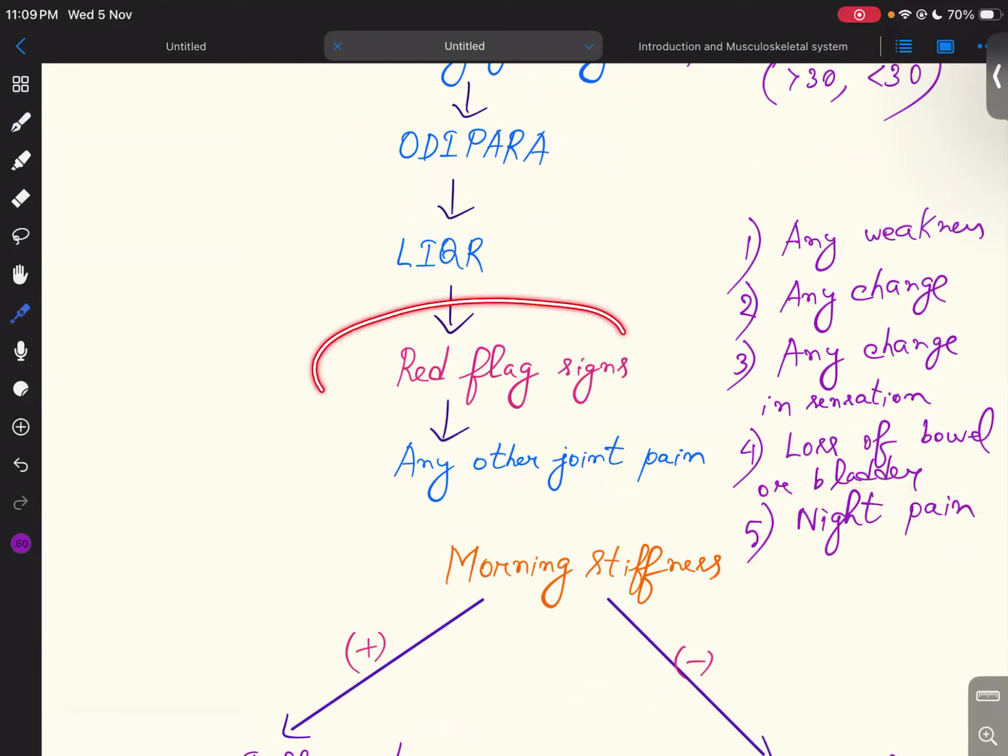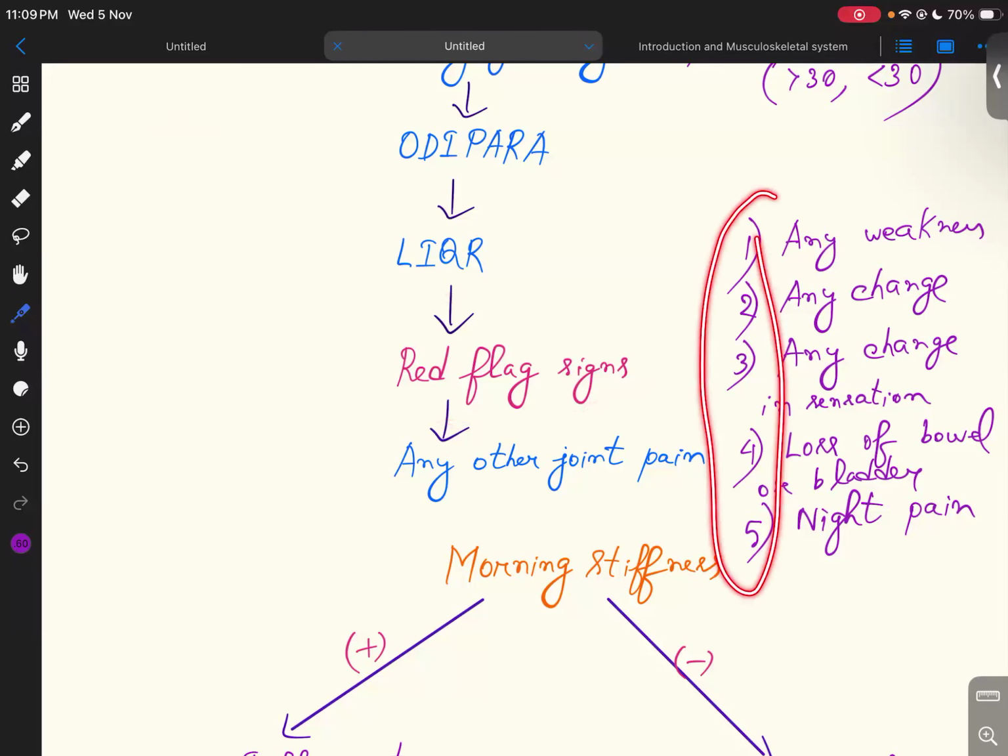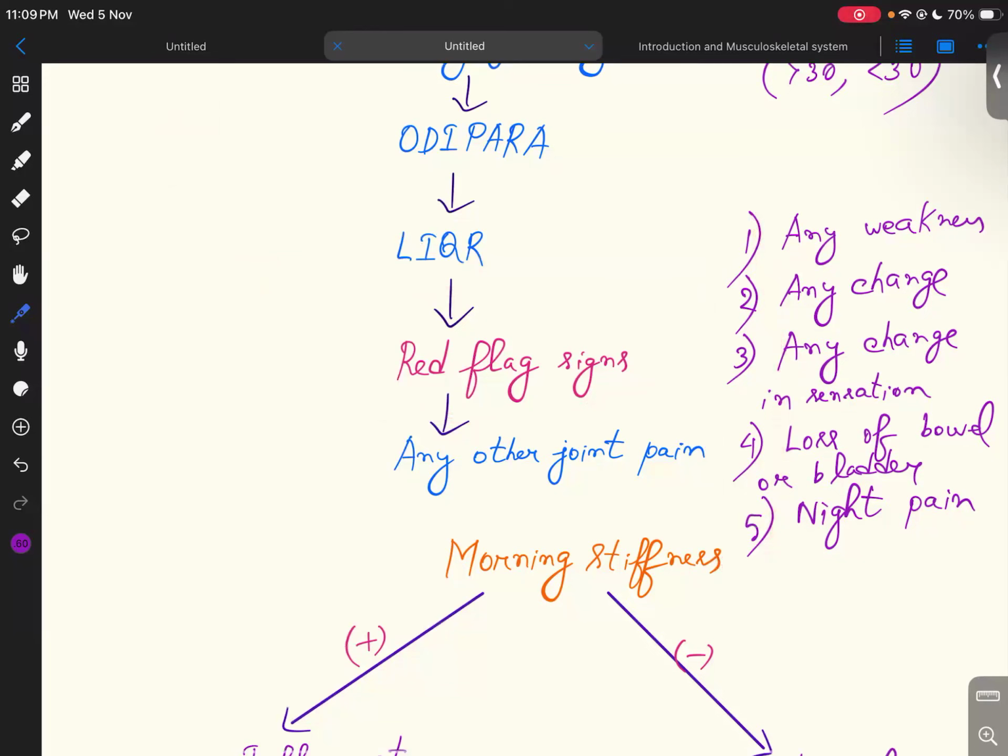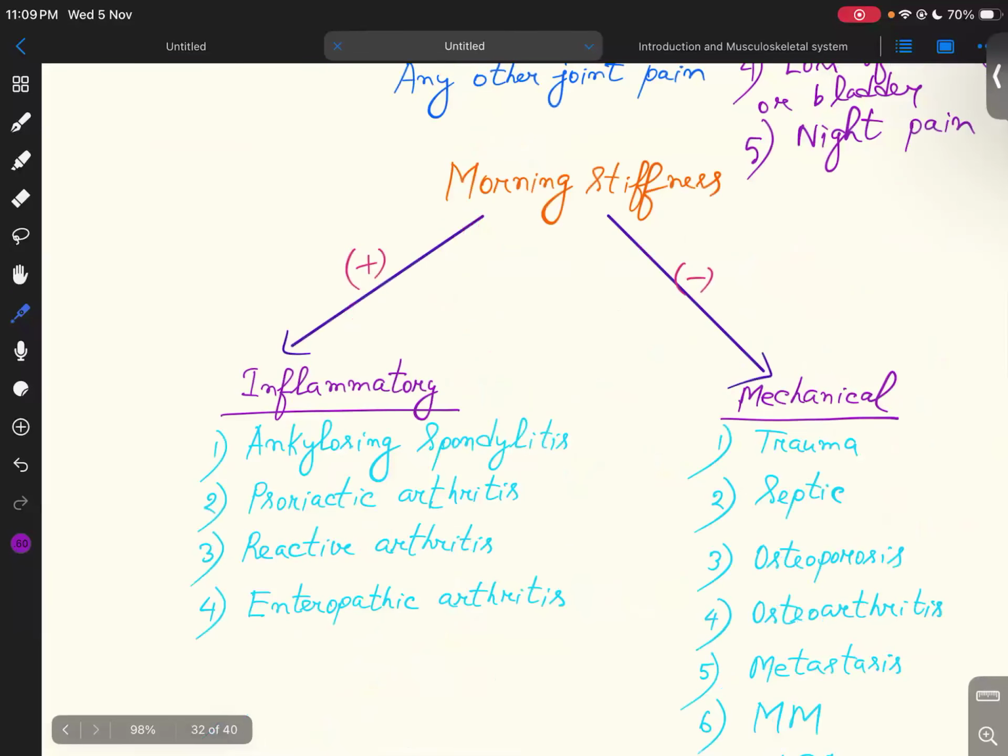So for any low back pain, identify the red flag sign. You will not get any red flag sign in the PLAB 2 exam, but you have to ask this. Most of the candidates forget to ask the red flag sign, and if you don't ask, you will lose your marks in the clinical communication skill for sure. So these are the screening questions for any red flag sign. Then the next question will be, any other joint pain or not? Then we can directly go to the differential diagnosis.